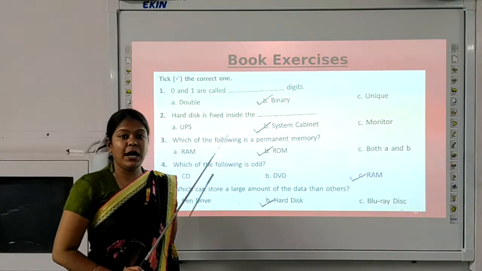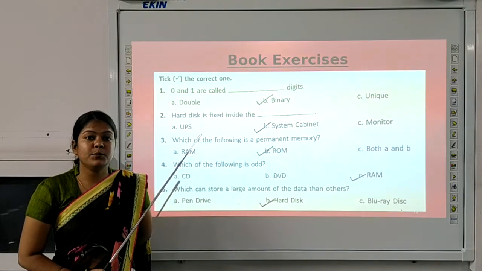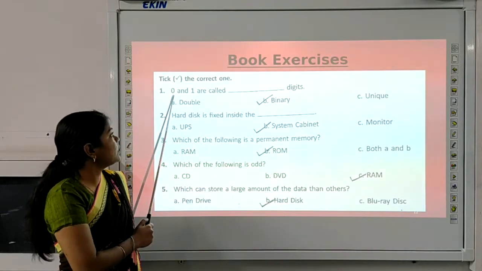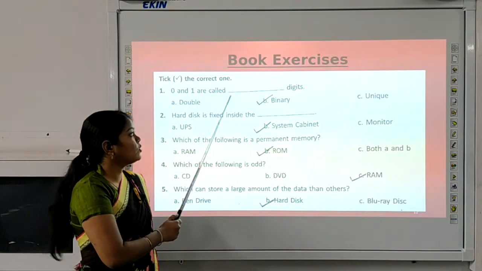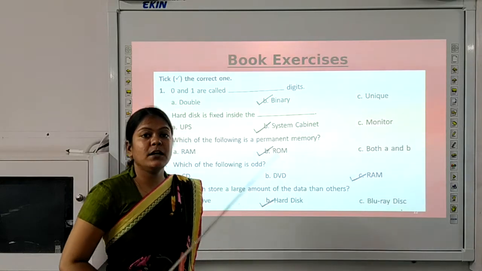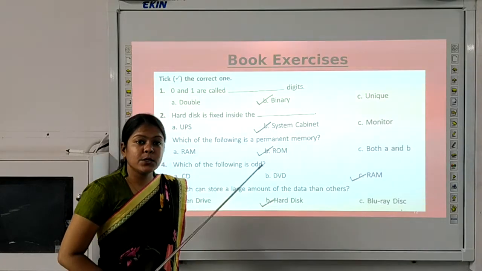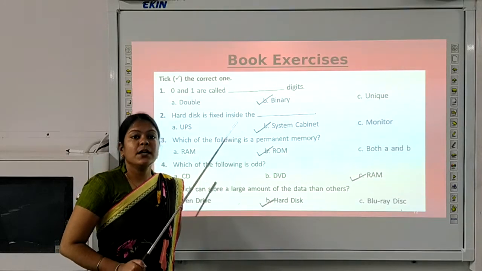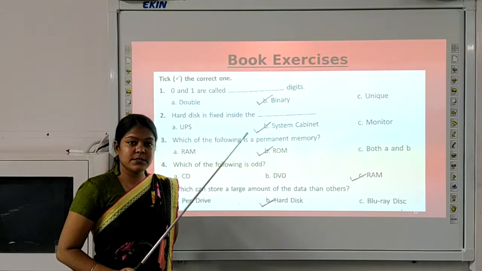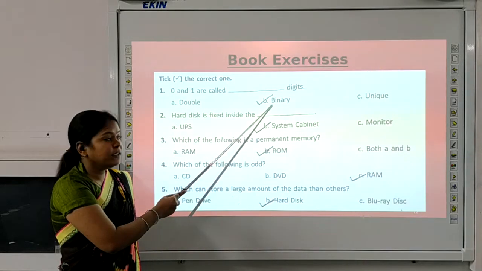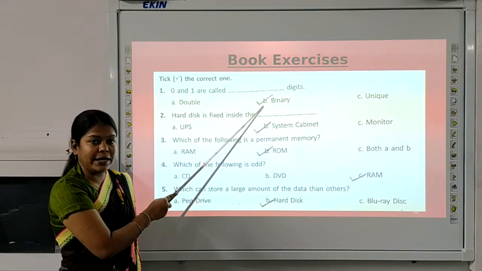In this question, you have to choose the correct answer and put the right mark over the correct answer. Our first question is 0 and 1 are called dash digits. Students, we have already discussed in the introduction slide that 0 and 1 both are the binary digits and machine language has zeros and ones. Okay, so our correct answer is binary. You have to put right mark over the binary.